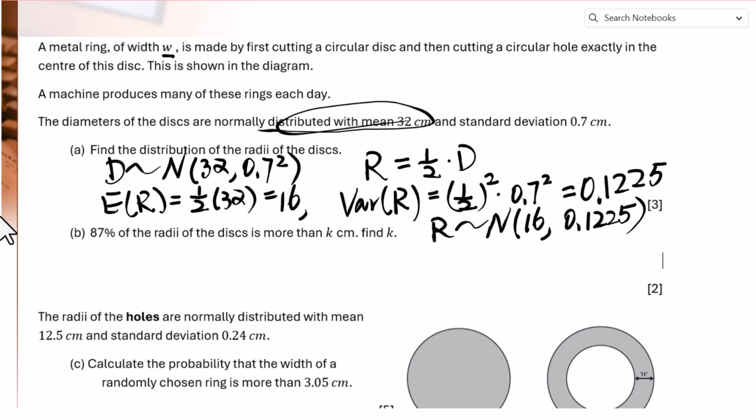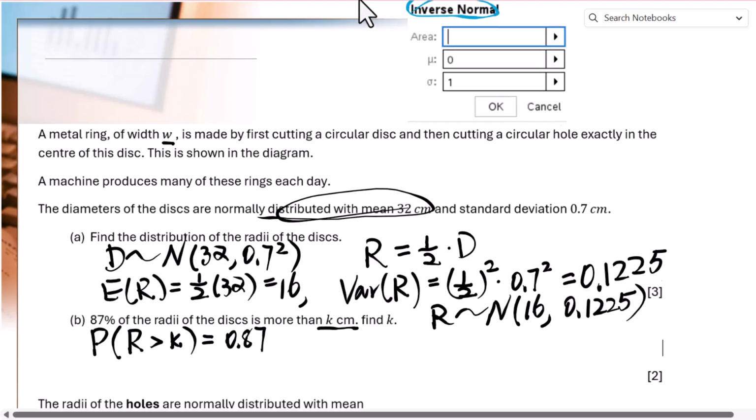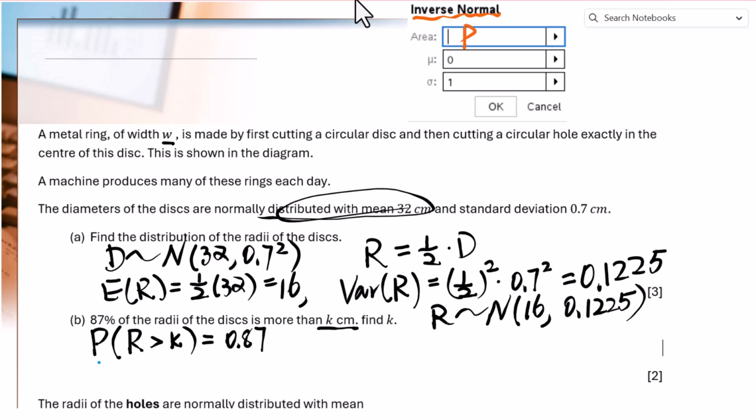B, 87% of the radii of the discs is more than K centimeters. Find K. We are given probability of R greater than K equals 0.87. Remember, for this inverse normal, this area is always a probability of x less than x.